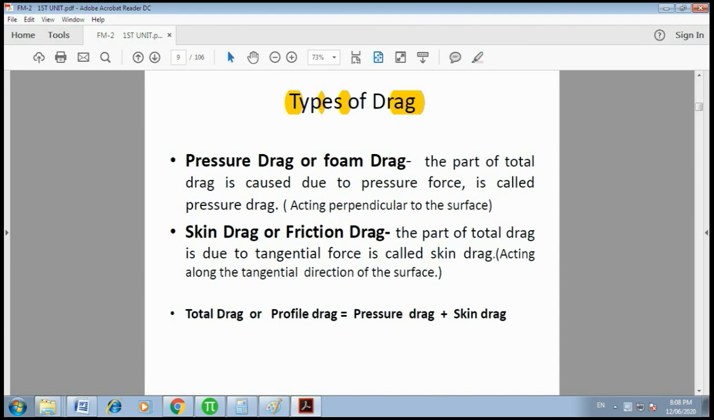The part of total drag that is due to tangential force or shear force is called skin drag, or along the tangential direction, it is called friction drag. Then the total drag or profile drag is pressure drag plus skin drag. This is one type, the total drag or profile drag. Profile drag is equal to pressure drag plus skin drag.